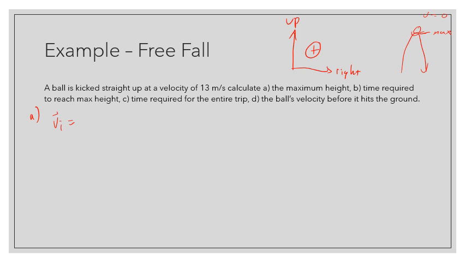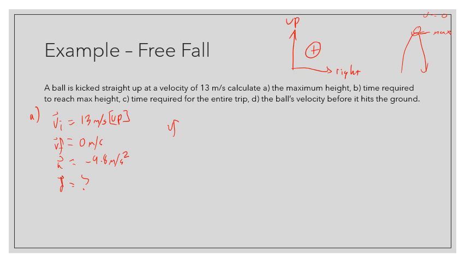Vi is equal to 13 meters per second up. Vf is equal to 0 meters per second. Acceleration is equal to negative 9.8 meters per second squared, and that's because we have up as our positive reference frame. So we need to find the displacement.